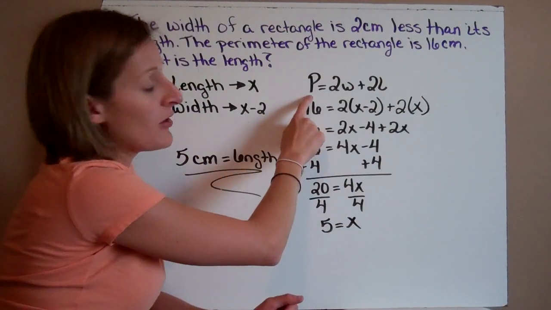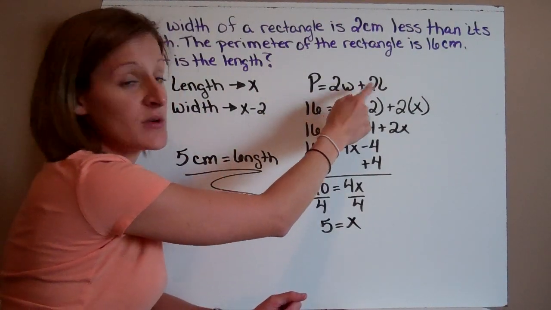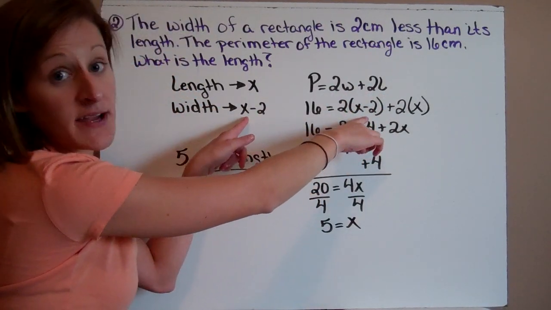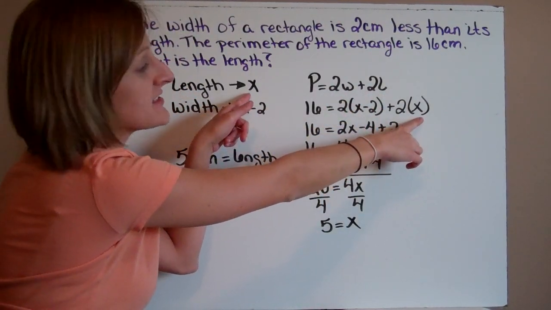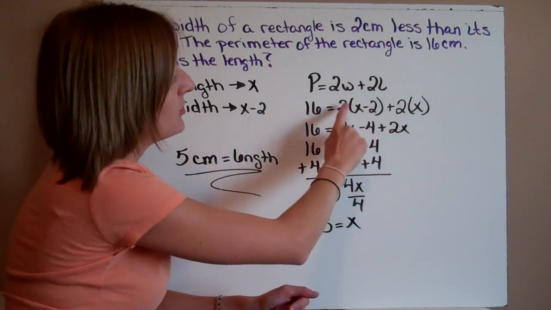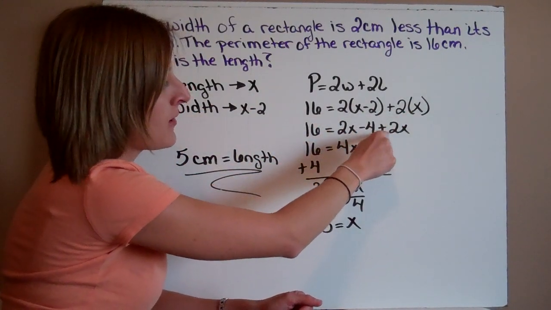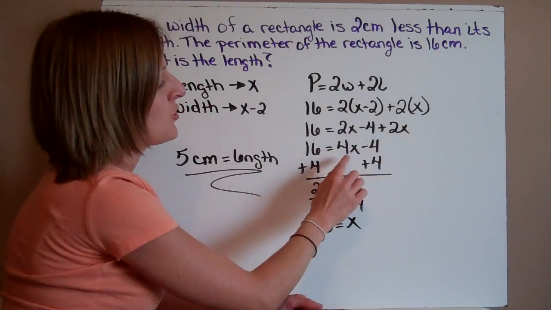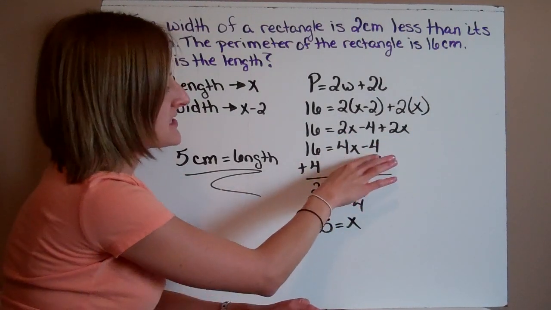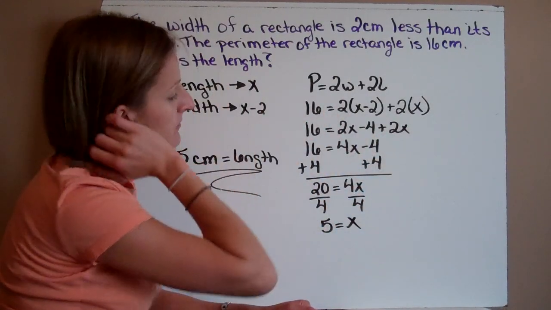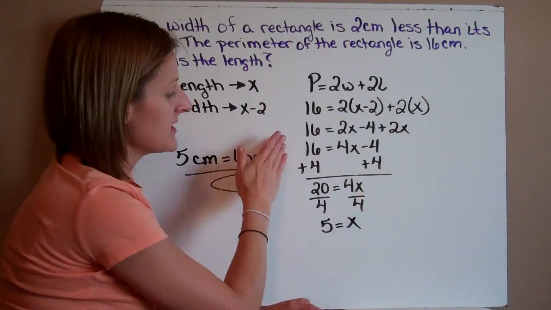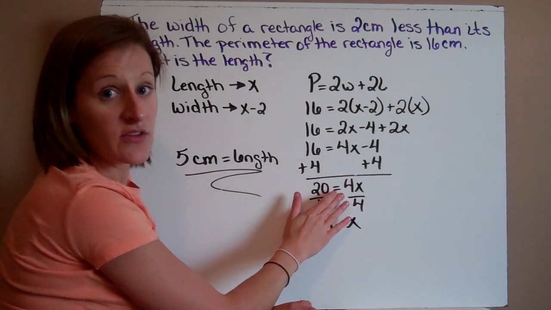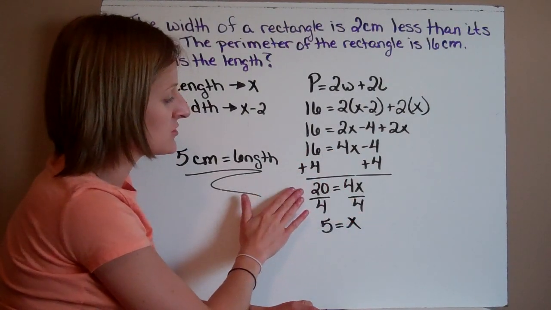So use our perimeter formula. P equals 2 times the width plus 2 times the length. I'm going to put the width in, x minus 2. The length in is just x. Distribute, I get 2x minus 4 plus 2x. Combine these two like terms, which gives me 4x, and don't forget the minus 4 there, equals 16. I'm going to add 4 to both sides. 16 plus 4 is 20. And I still have 4x on this side, so I've got 4x equals 20.